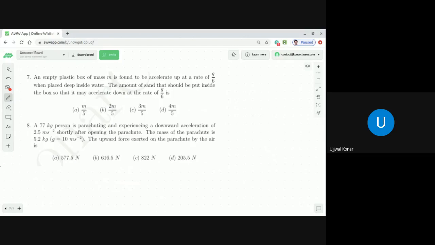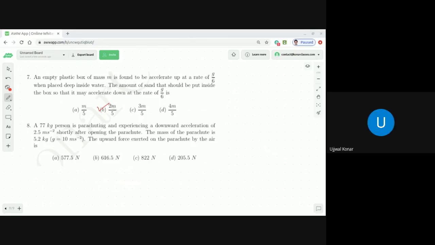Okay, I hope you are able to view question number 7 and 8 in front of you, dear students. Sir, B. Yes, sir. For question number 7, you got B. It is precisely the correct answer. Very good. Just you need to draw the free body diagram and solve it accordingly. And for question number 8, what you got? A. Yes, sir.